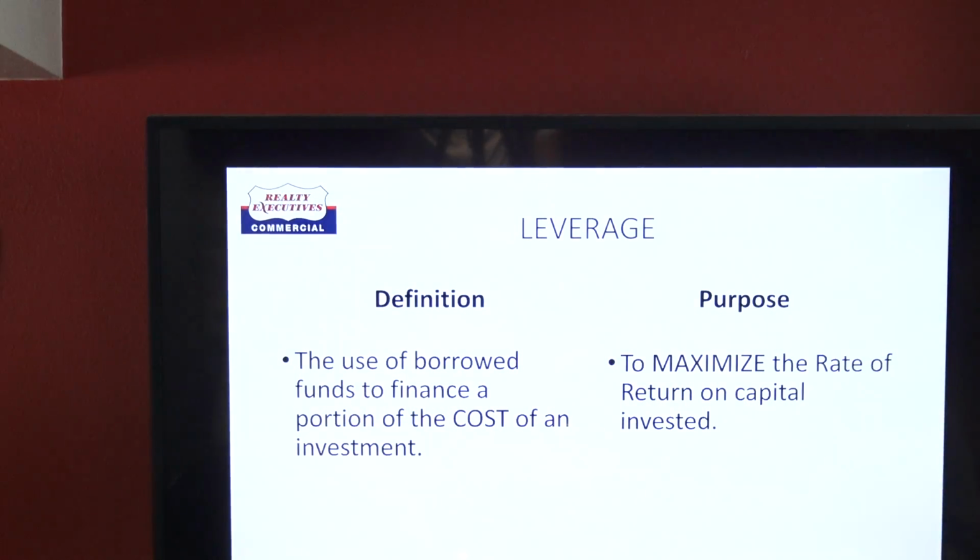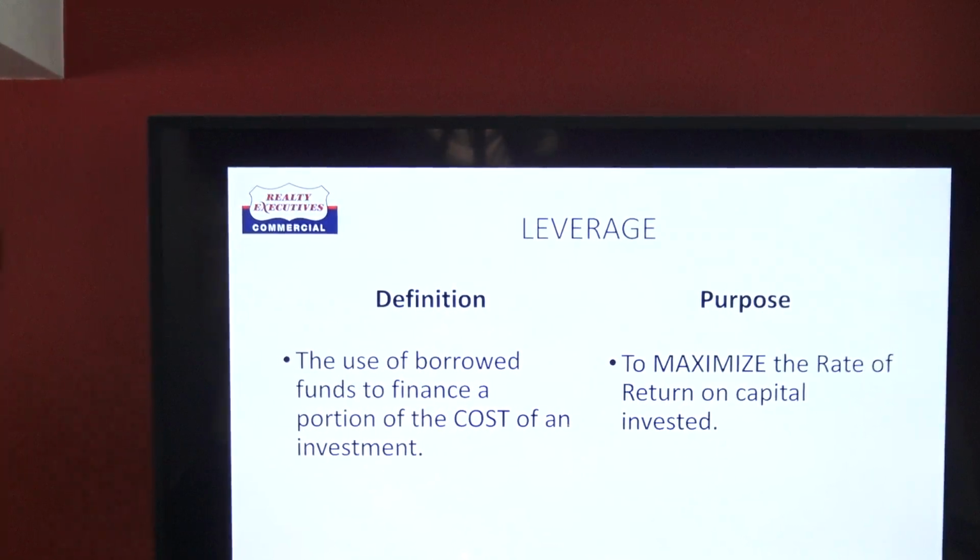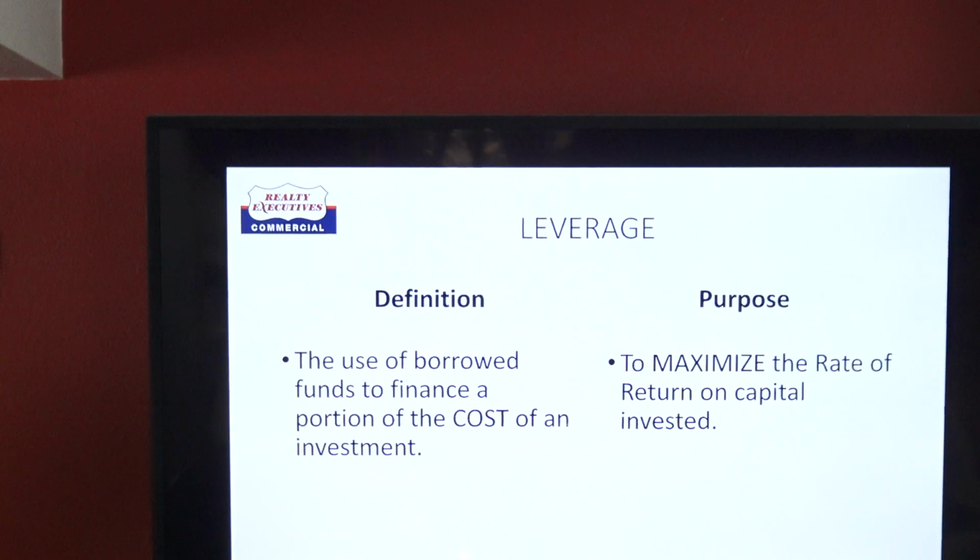All right. So I'm just going to touch briefly on leverage. On our next session, we're going to get into it deeper. But why do we have leverage? What does leverage mean? The definition of leverage is the use of borrowed funds to finance a portion of the cost of an investment. Okay, so what is the purpose of leverage? The purpose is to maximize the rate of return on capital invested.